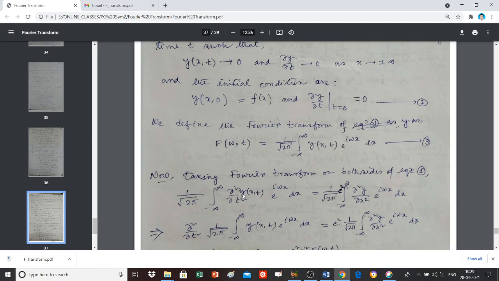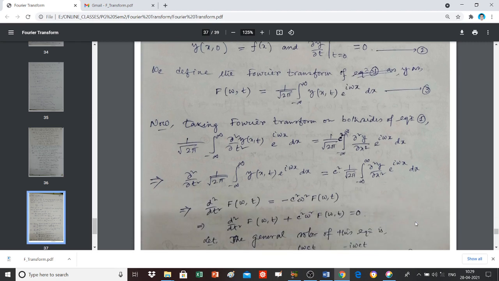That is equal to, now del 2 by del t square can be taken outside: del 2 by del t square of 1 by root 2 pi, integral from minus infinity to plus infinity of y of x, t e to the power i omega x, is equal to c square times 1 by root 2 pi, integral from minus infinity to plus infinity of del 2y by del x square e to the power i omega x. So from here you can write d2 by dt square of this, which is nothing but the Fourier transform of y of x, t, that is F of omega, t.